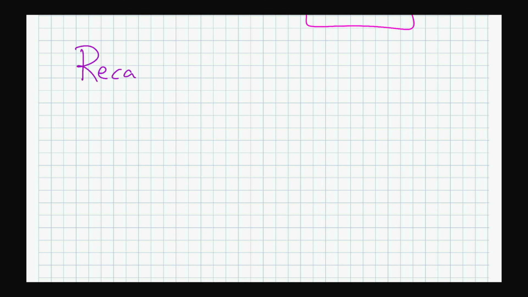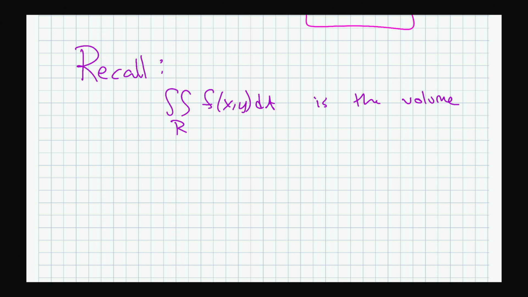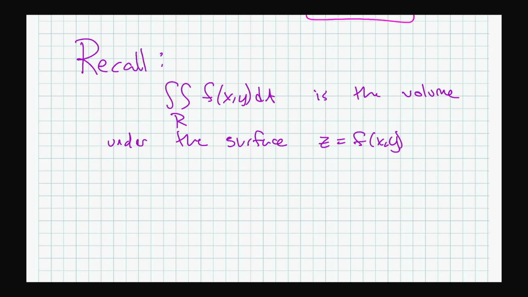So recall, or just remember, the double integral over R of f of x, y dA, that's just a general double integral, is the volume or net volume under the surface z equals f of x, y above the region R. That was by definition. So if they're asking you to calculate a volume, you do this.